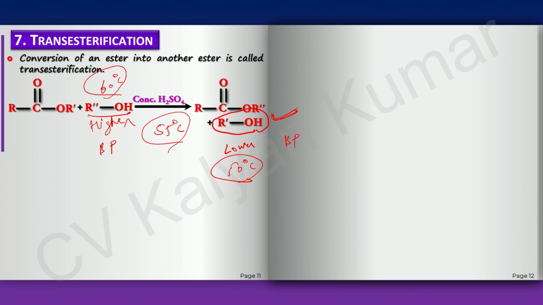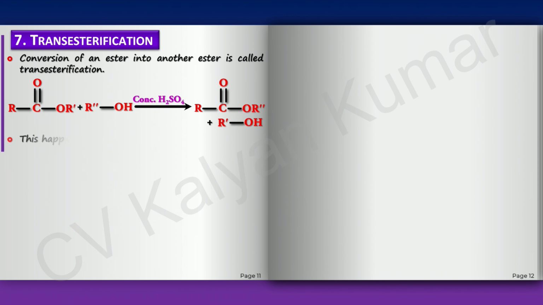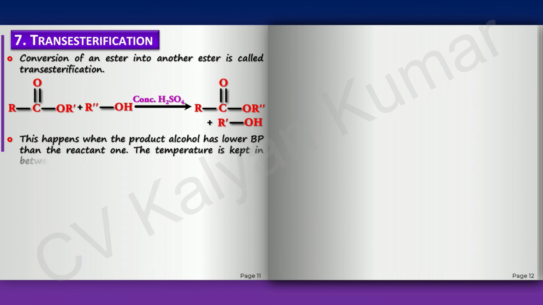So if it forms a vapor, it can easily escape. So the reverse reaction won't happen. And if you were able to condense it somewhere using distillation techniques, you'll be able to get it separately. So the reaction will not be in equilibrium. So remember, this happens when the product alcohol has lower boiling point than the reactant one, and the temperature is kept in between the boiling point of the two alcohols.